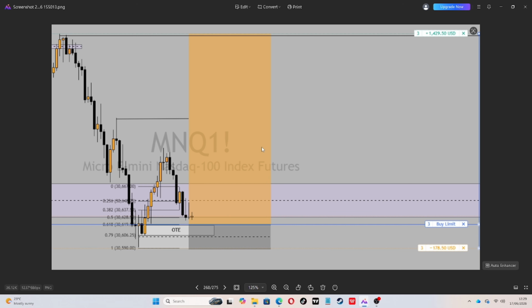I'm not too mad about it. We had a point where I was going to take partials, go break even. Not all setups are going to work. It's a 50%, 60% win rate strategy. I'm not mad about this loss.